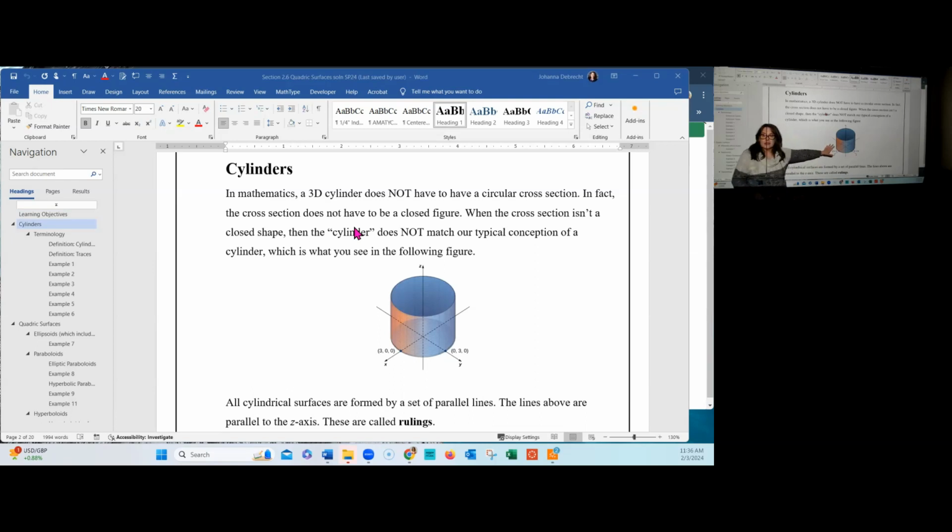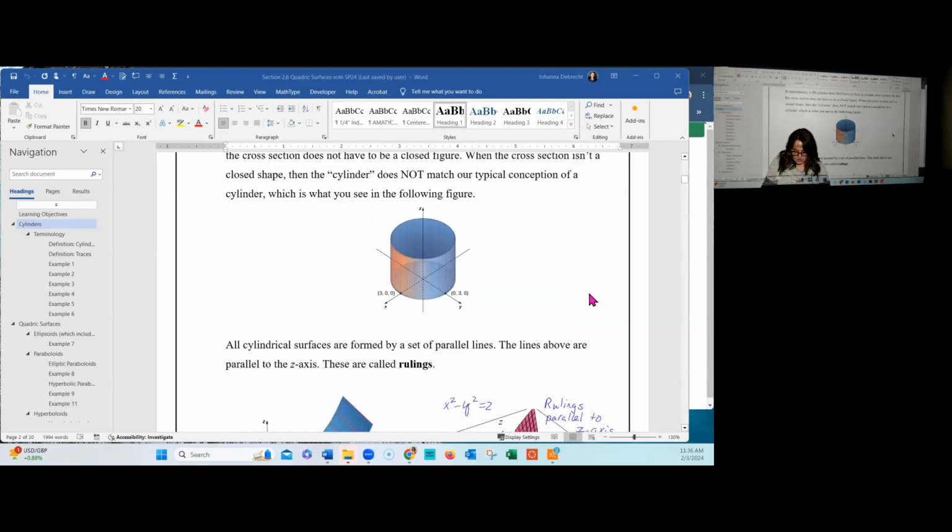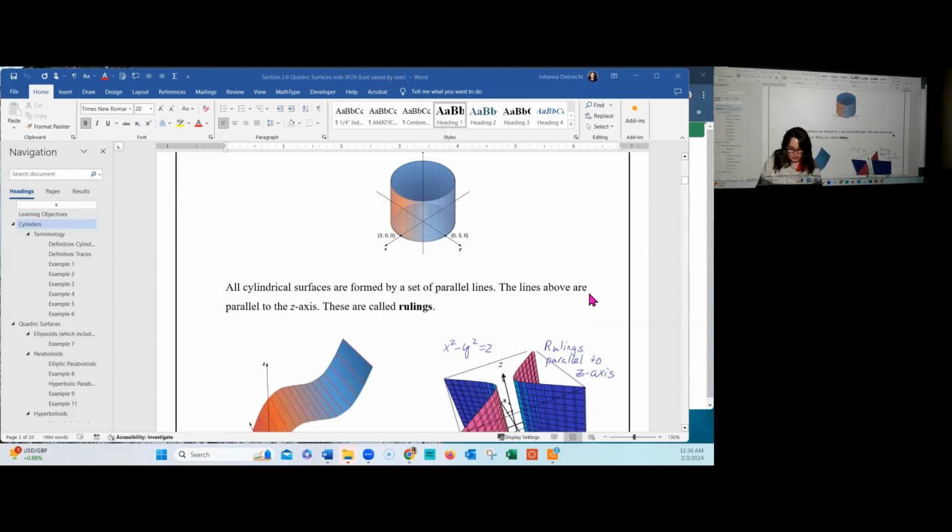This is a cylinder in the mathematics sense, of course, but there are other things that count as cylinders that do not have this right circular cylindrical shape. Let's take a look at these. These are created by sets of parallel lines, which are called rulings.